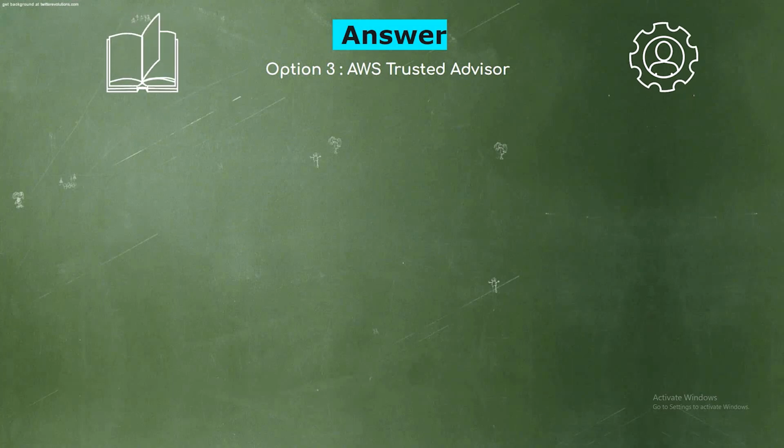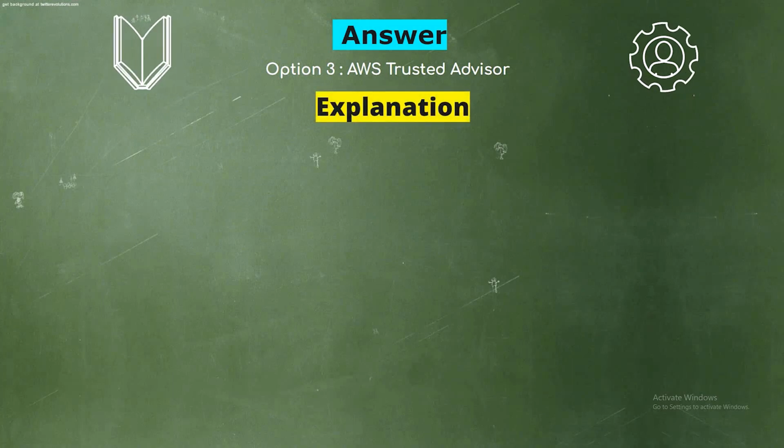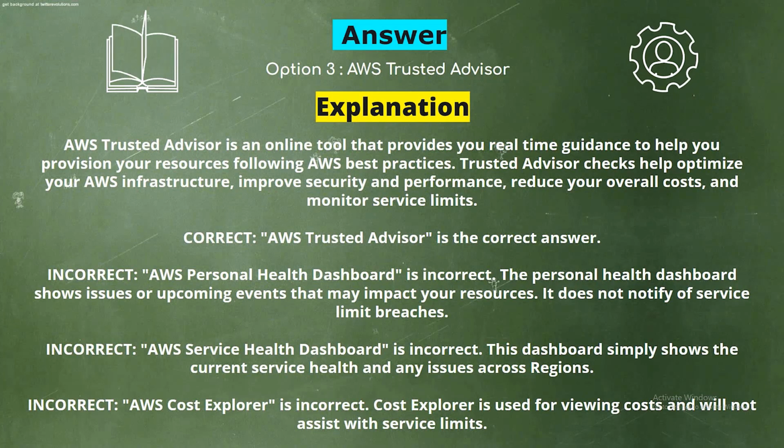AWS Trusted Advisor. Explanation. AWS Trusted Advisor is an online tool that provides you real-time guidance to help you provision your resources following AWS best practices. Trusted Advisor checks help optimize your AWS infrastructure, improve security and performance, reduce your overall costs, and monitor service limits. Correct. AWS Trusted Advisor is the correct answer.